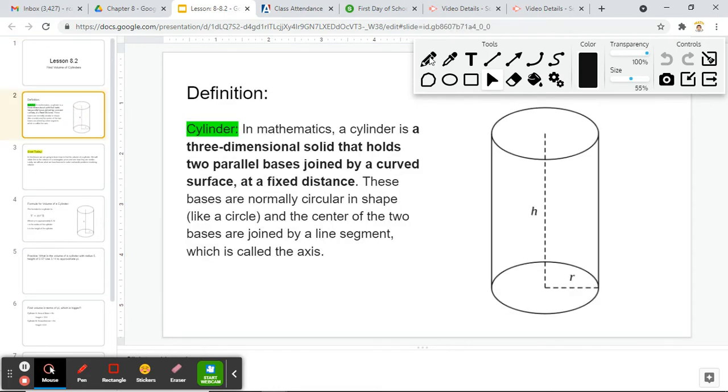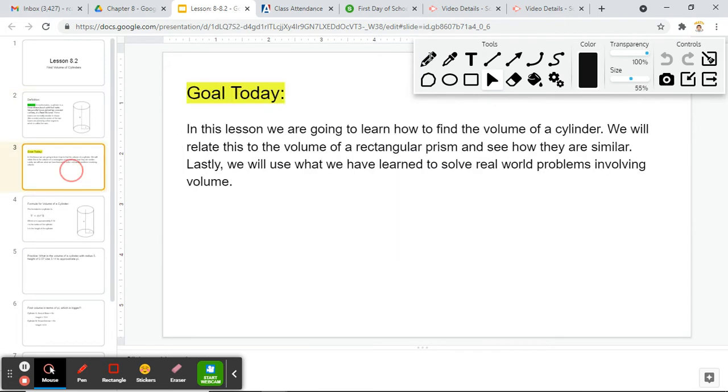So in math, a cylinder is a three-dimensional solid that holds two parallel bases joined by a curved surface at a fixed distance. These bases are normally circular in shape, and at the center of the two bases are joined by one line segment, which we call the axis. That would be this H right here. So basically, what's a cylinder? It's a prism or a container where it has two circle bases, and then if you fold it out, it would look like a rectangular object wrapped around this here. But basically, it's just two circular bases. That's what's distinct about it.